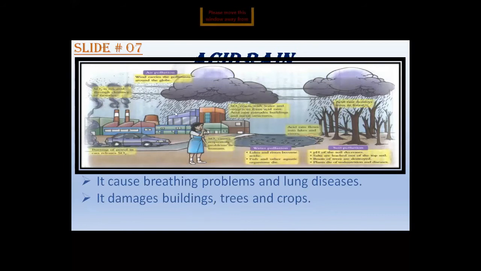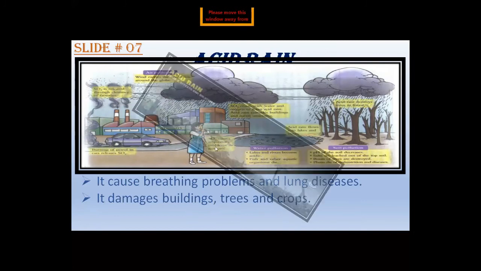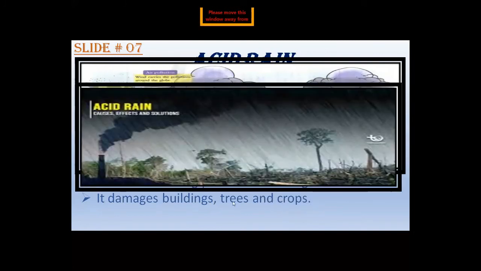In this diagram, there are some buildings and they are affected by the acid rain. In the next diagram, it damages buildings, trees and crops. These are the trees and crops. The polluted air makes the rain acidic. By the help of the acid rain, which is released from the clouds, it will damage the trees and crops, make them corrosive and cause infertility in the plants.